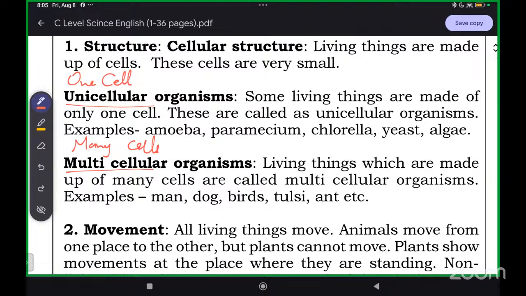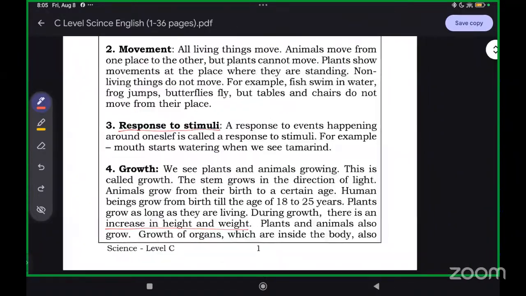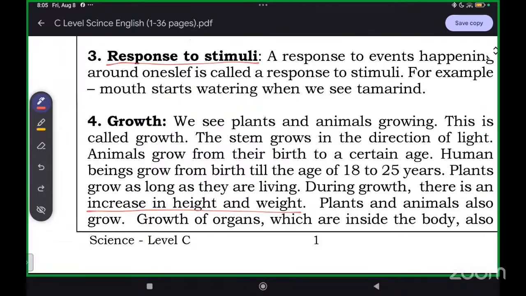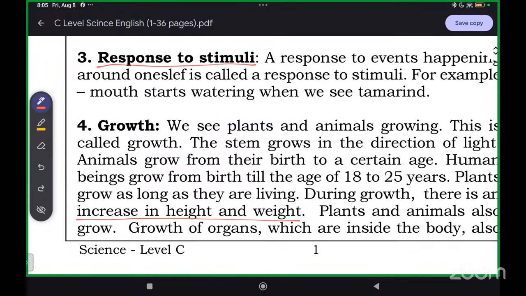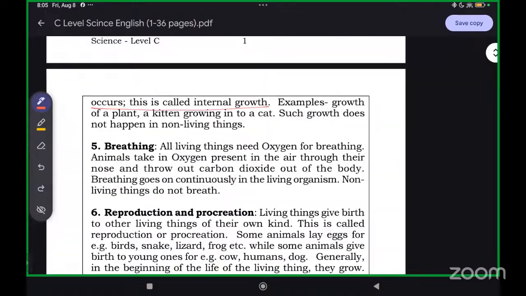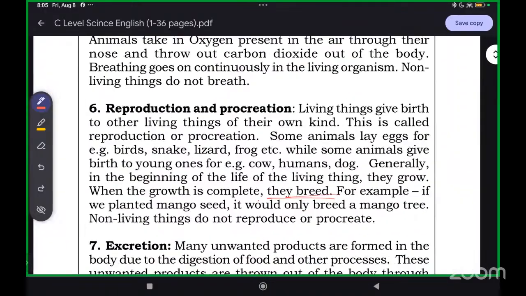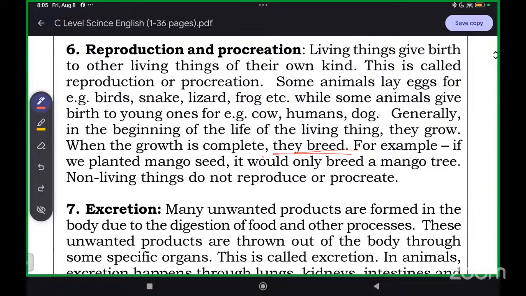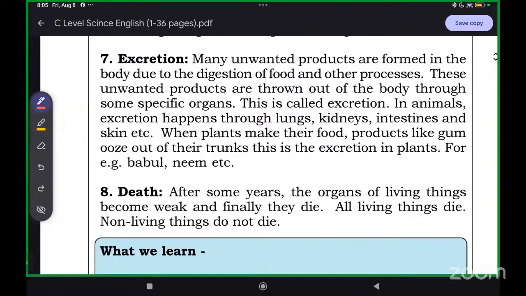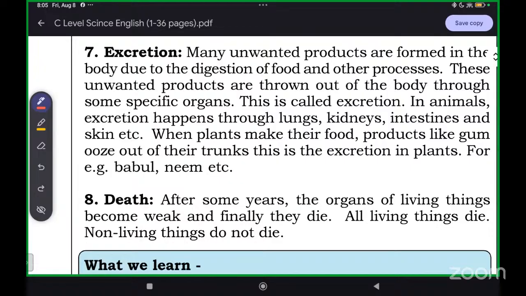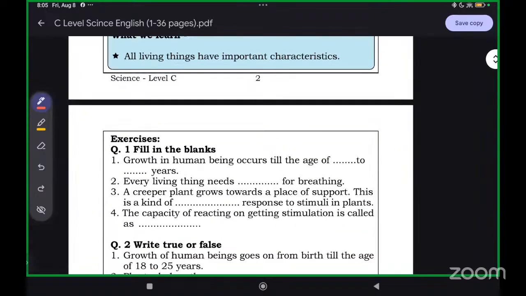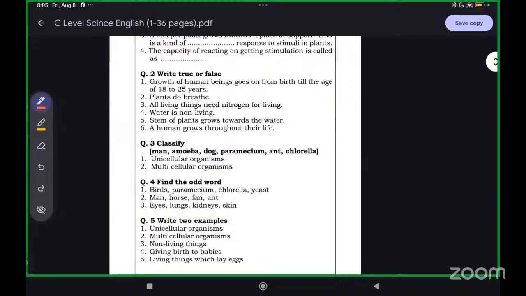Now we saw that organisms are made up of cells, their structure. Then we saw their movement. Living organisms move. Living organisms respond to stimuli. Living organisms grow. Living organisms breathe. Living organisms reproduce and procreate. Then excretion takes place in living organisms, and then death happens. Now, shall we do the exercises?